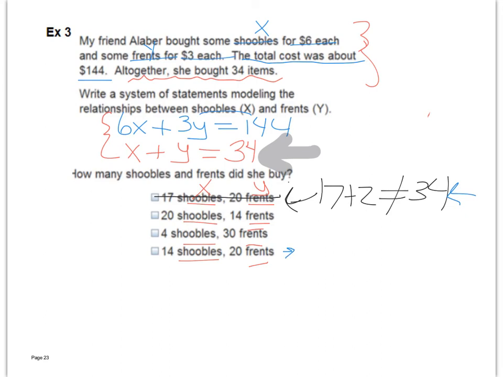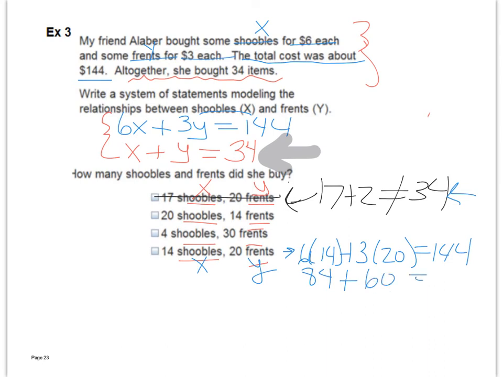So I'm going to start at the bottom this time. Why not? 6 times 14 plus 3 times 20, because this is x, that's y, equals 144. I'm putting it in that top blue equation. 6 times 14 is 84. Oops, didn't write the 4. Plus 60 equals 144. By George, that's correct. So that's the answer. You didn't really need to check all of them since we have guess and check. I said you need to check at least 3.